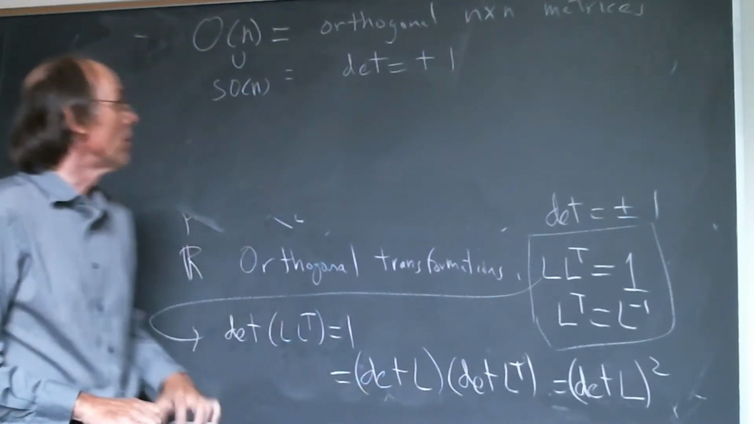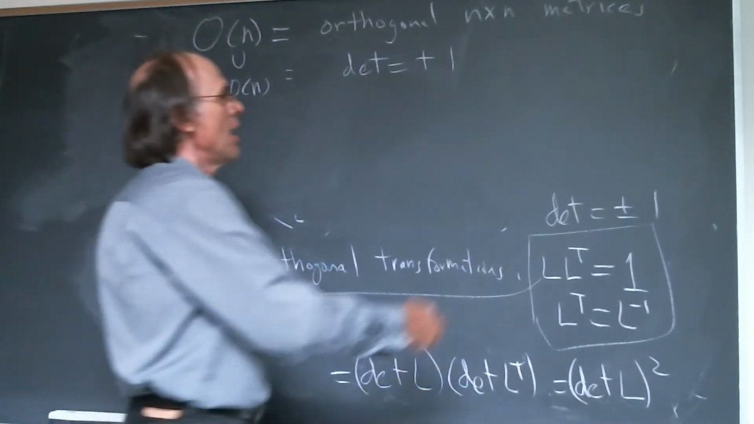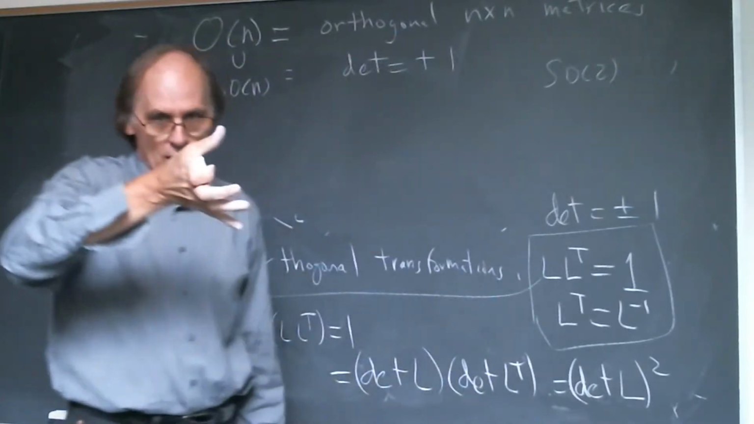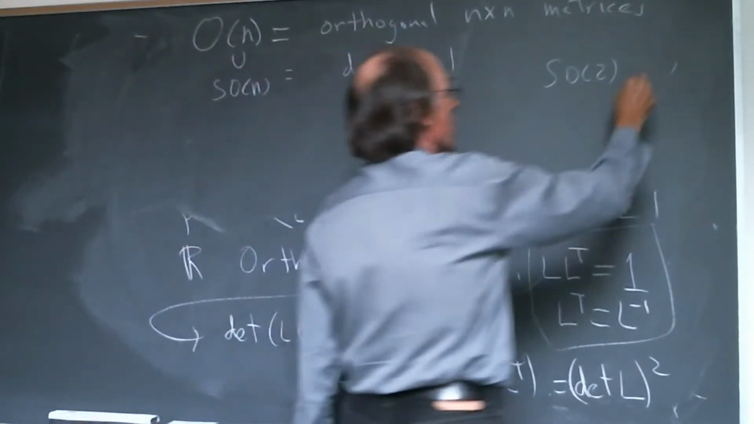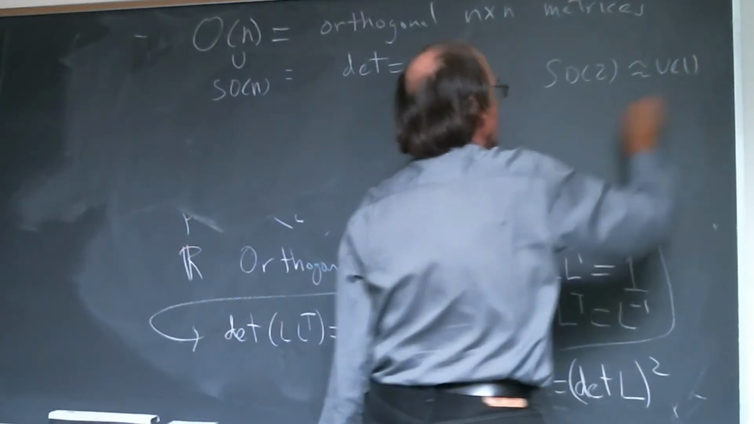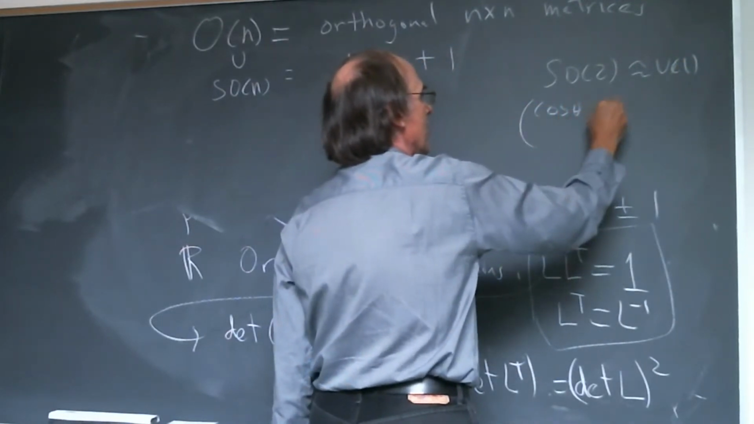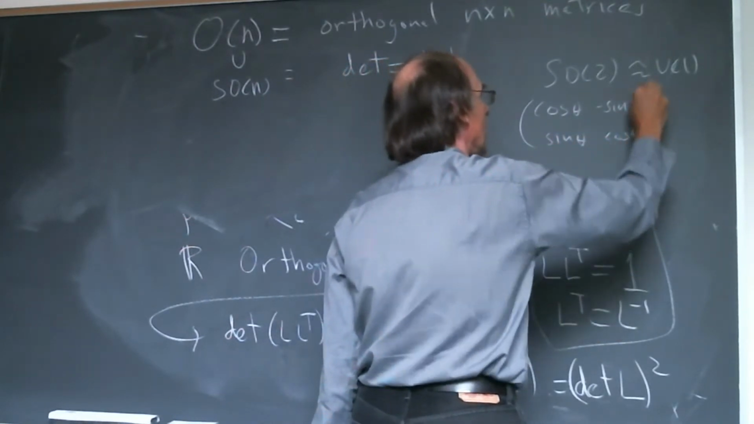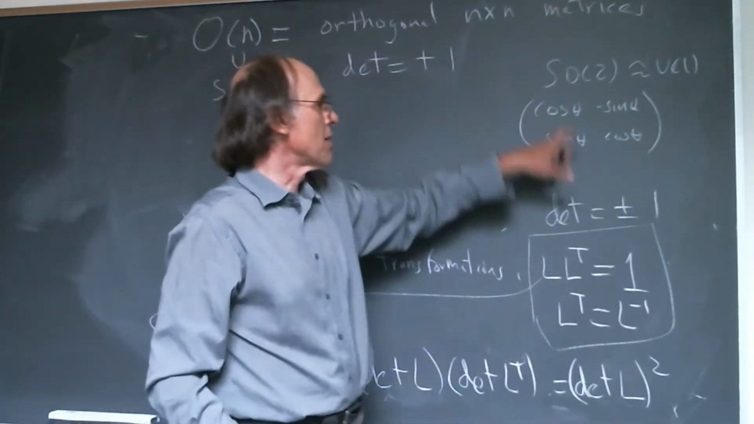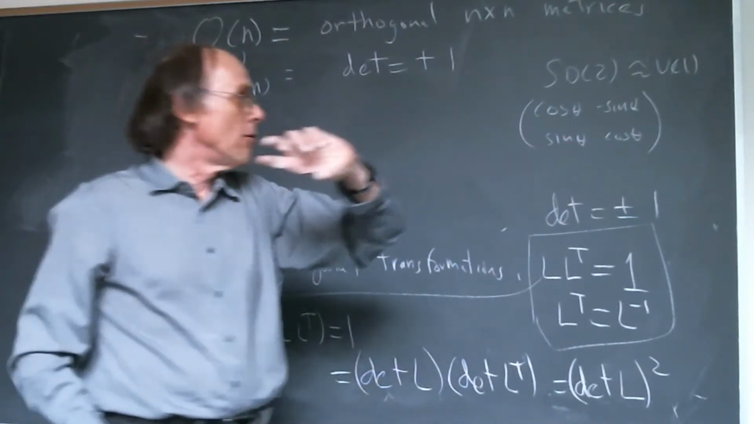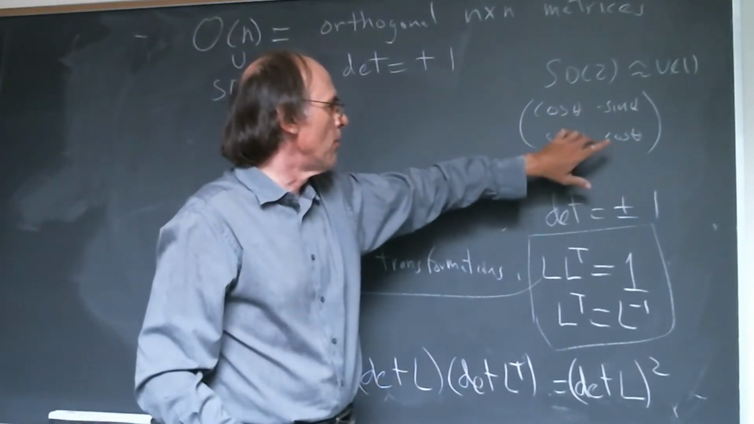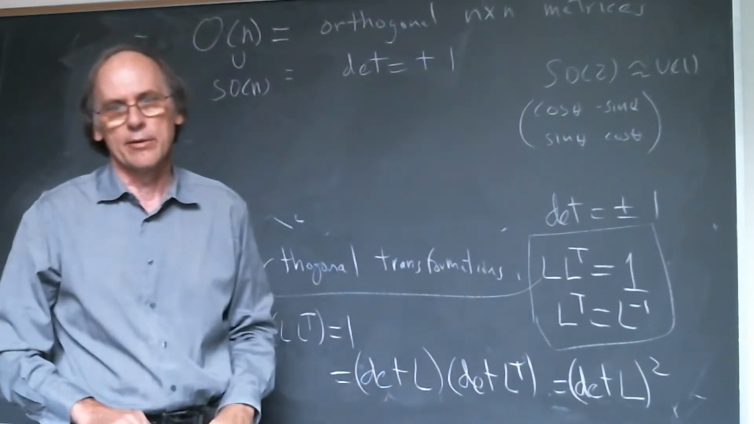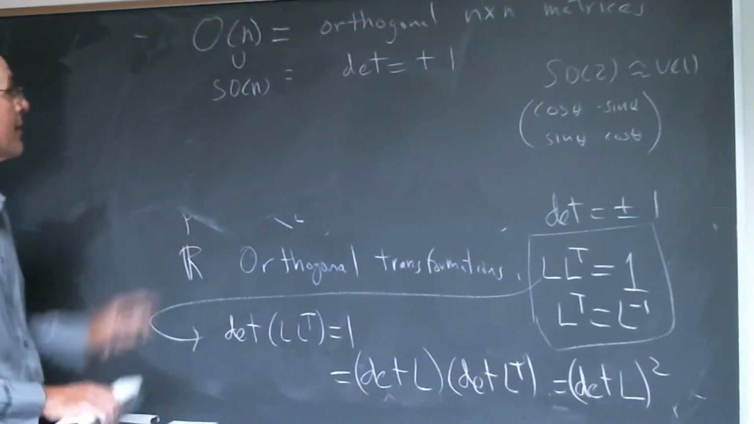But orthogonal matrices. For n equal to 2, SO(2) was just the rotations in the plane, and so it was isomorphic to U(1). It's all things in the form cosine theta, minus sine theta, sine theta, cosine theta. O(2) is going to be things like this, times a reflection in the plane. Okay, so that's the orthogonal story.